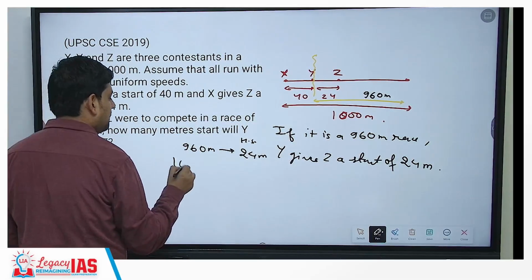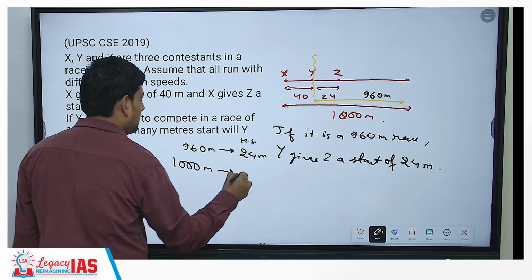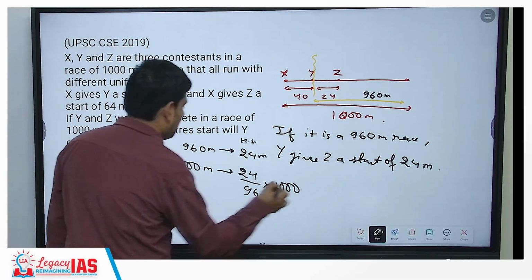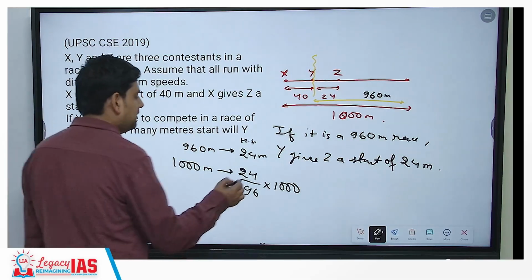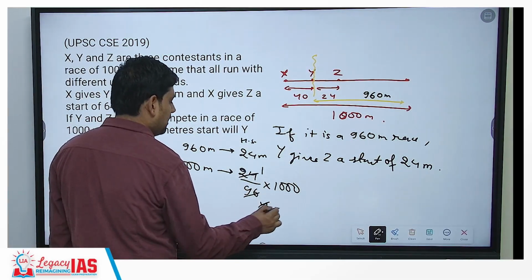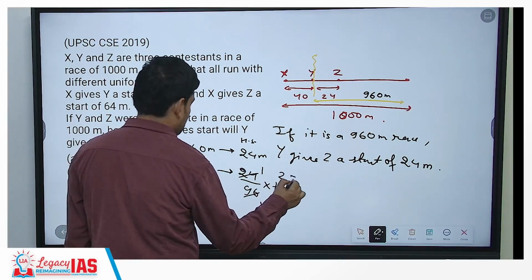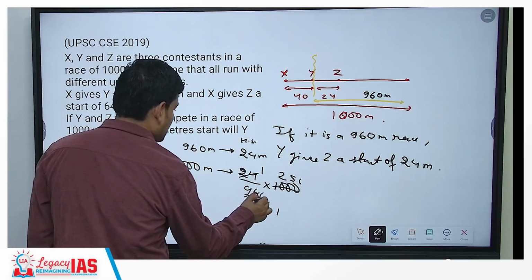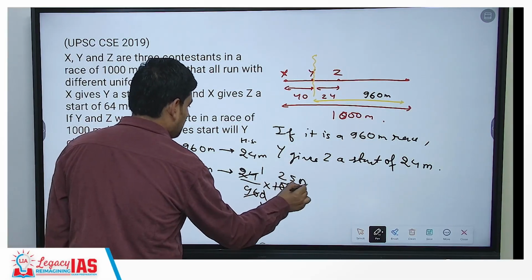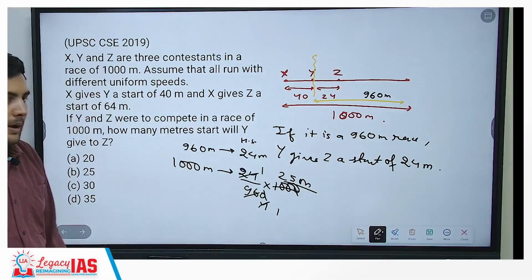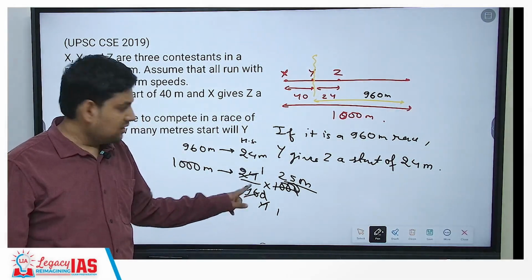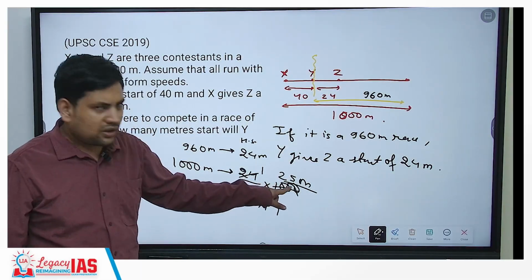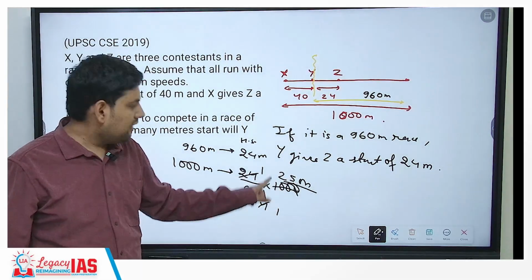Now the question asks, in 1000 meters, how much head start will he give? So this will be 24 divided by 960 into 1000. Simple unitary method. How many times will this go? Sorry, this is 960, so the 0s cancel out. So 24 by 960, you cancel out the 0s. So this becomes 1, and then 24 goes 4 times. 4 takes 125 times.